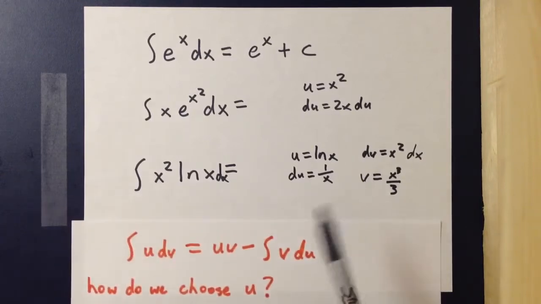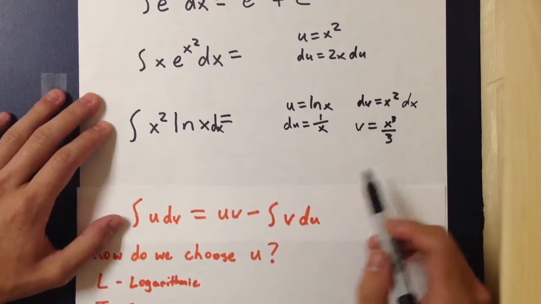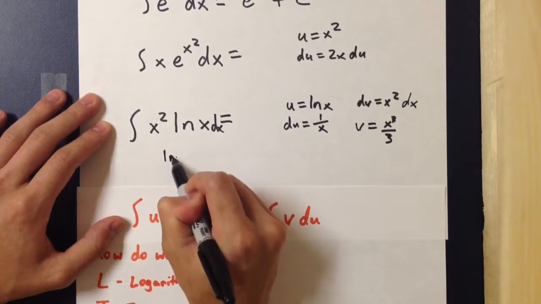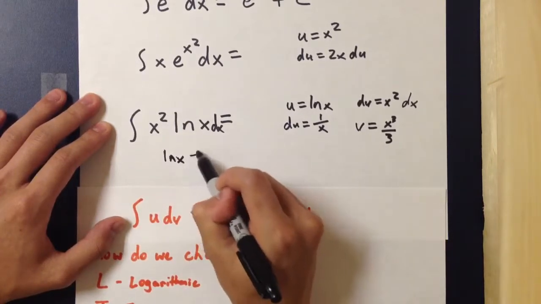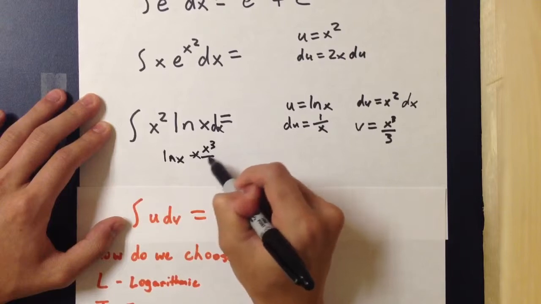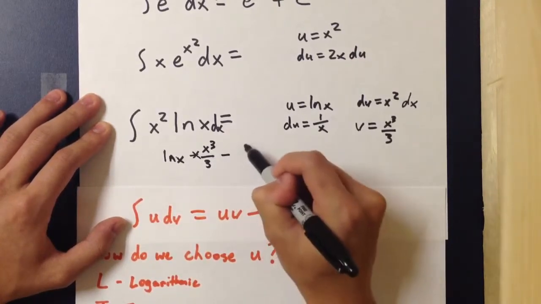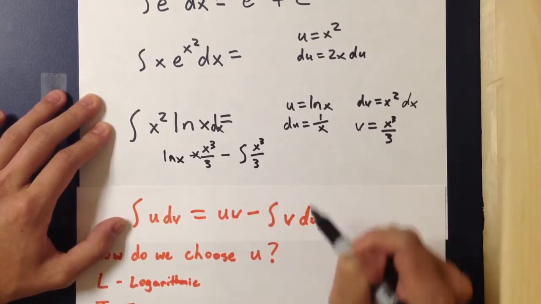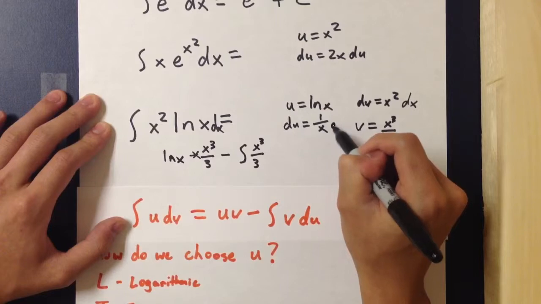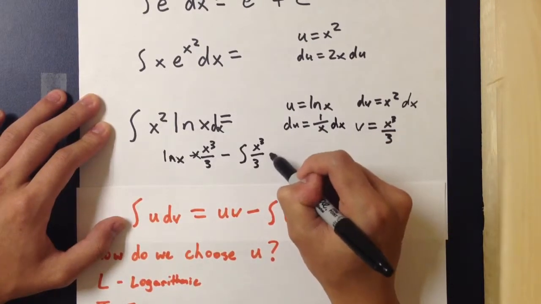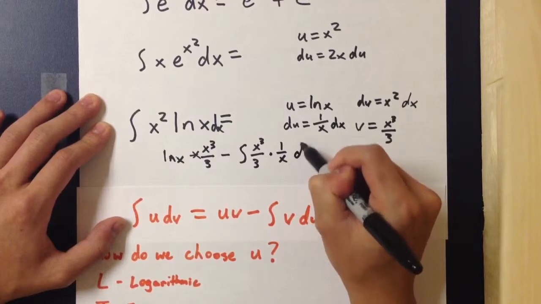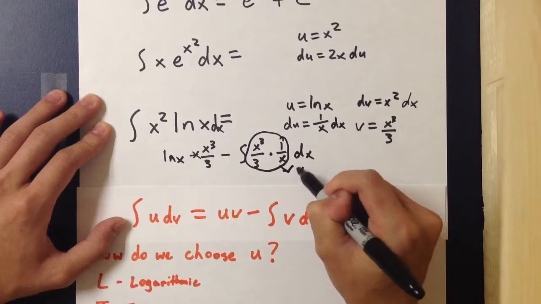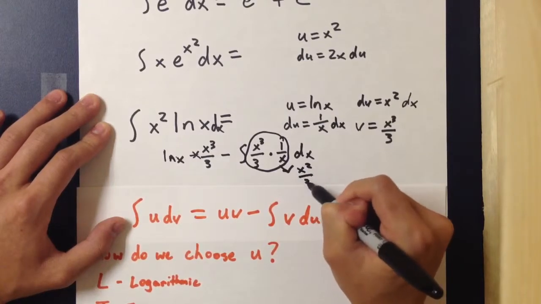So now all you have to do is plug it into the equation: u times v, so natural log x times x cubed over 3, minus the integral of v, which is x cubed over 3, times du, which is 1 over x dx. And this part right here, if you simplify it, goes to x squared over 3.